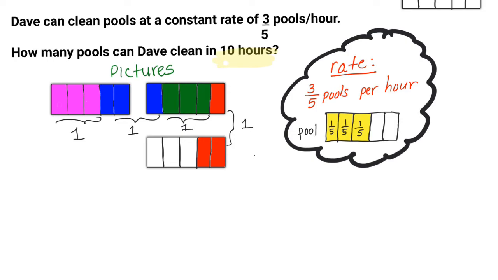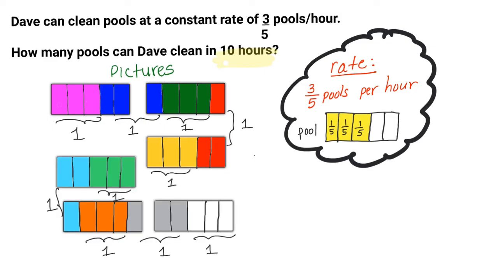And this time I'll pick another color so that we can continue seeing the 3/5 every hour. So that will be 1/5, 2/5, and 3/5, and that's another hour. So I'm going to do the same thing until I get to 10 hours. So here I can count my 10 hours. Every color represents 3/5 of the pool that was cleaned by Dave. So that's 1, 2, 3, 4, 5, 6, 7, 8, 9, 10 hours.